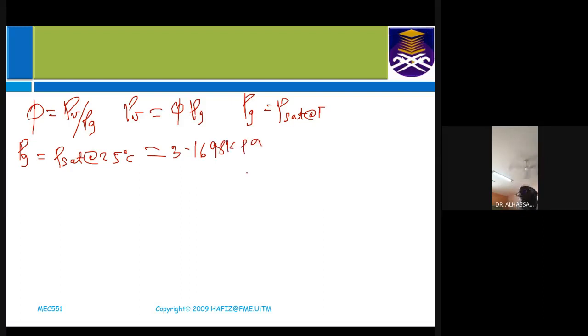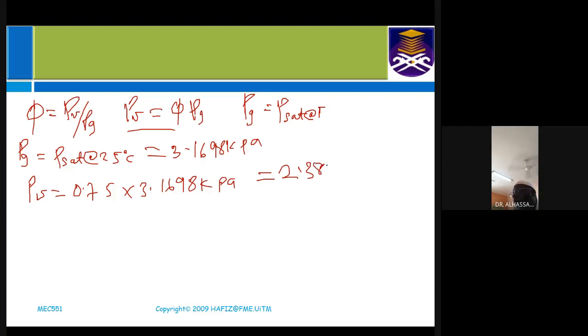Okay, so now we can substitute into this equation. And so now my PV equals, I know my phi, this is 0.75 times PG, 3.1698 kPa. So this gives me eventually 2.3938 kilopascal. Okay, so that is it. And that is the partial pressure for the water vapor.